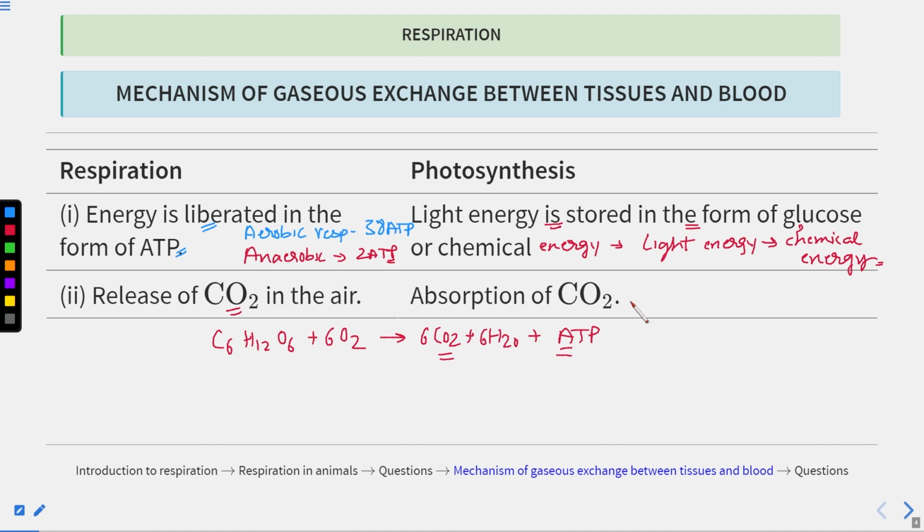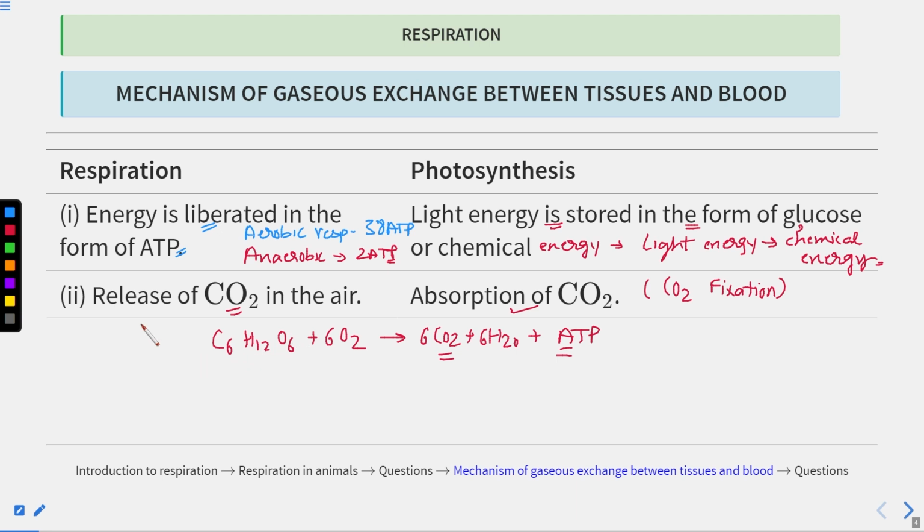But what happens in the photosynthesis? Carbon dioxide fixation or absorption of carbon dioxide from the environment takes place. So you can also write carbon dioxide fixation or carbon dioxide assimilation takes place during the photosynthesis. Okay, this is clear.